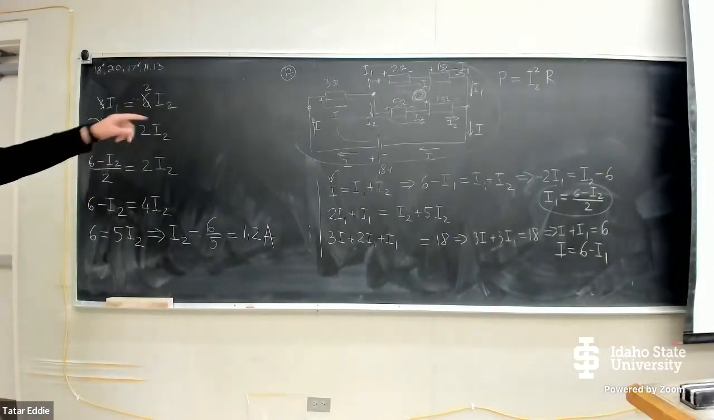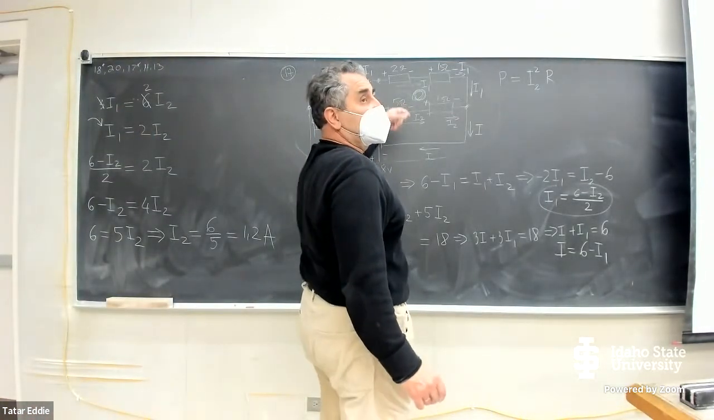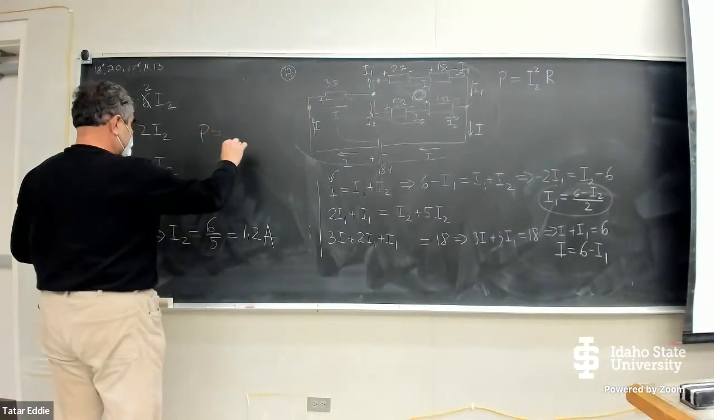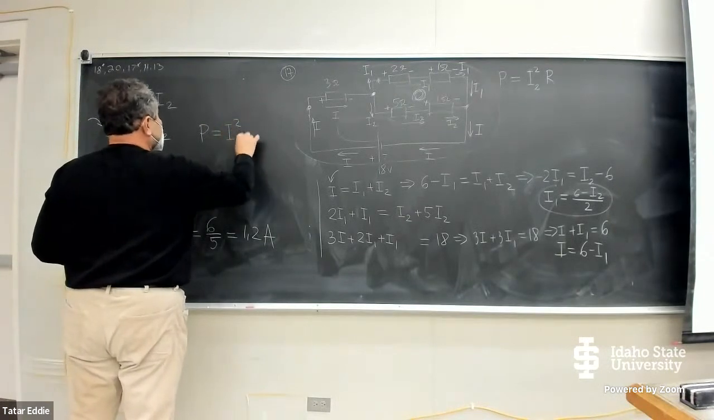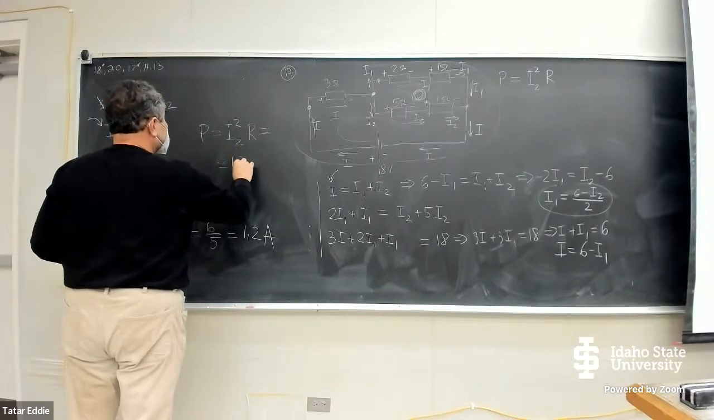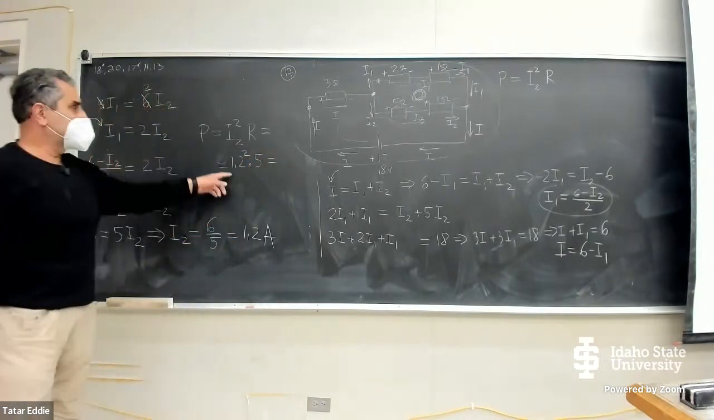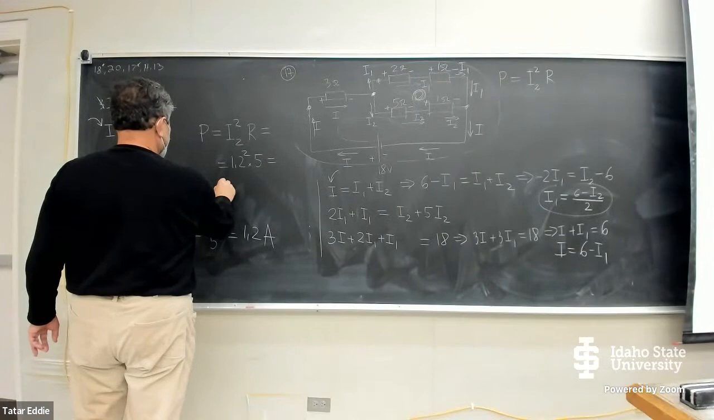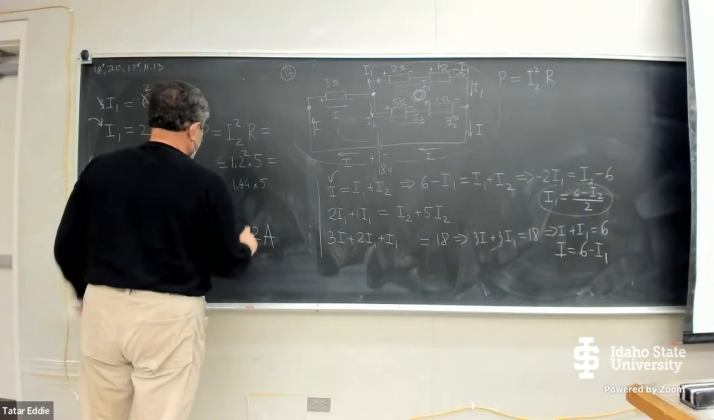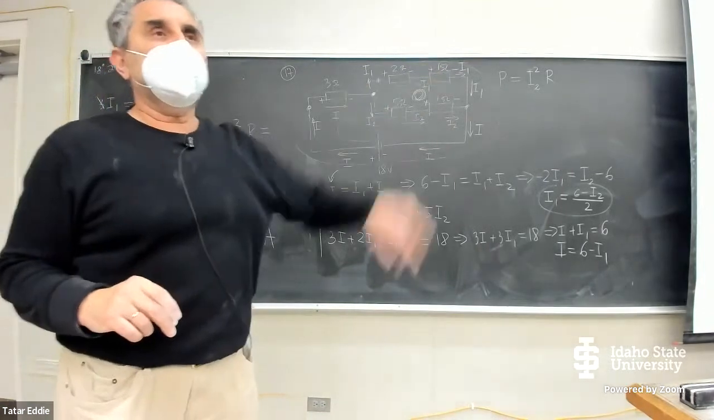And once you know the current that flows through the resistor of 5 ohms, the power dissipated in this 5 ohm resistor is going to be I2 squared multiplied by the resistance. In other words, it is going to be equal to 1.2 squared multiplied by 5. And you have to see what this is. This should be 1.44 times 5, which is going to give you 7.2. Exactly the answer.